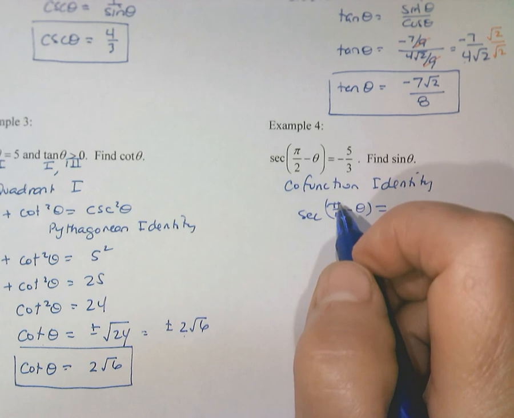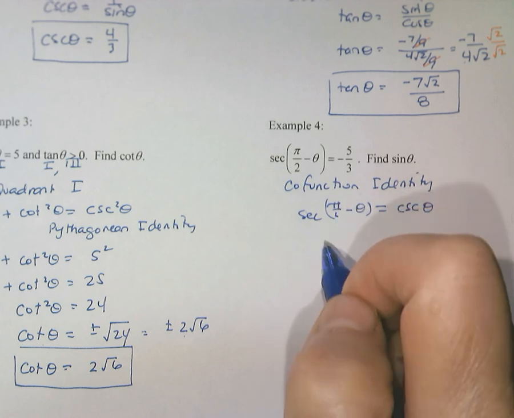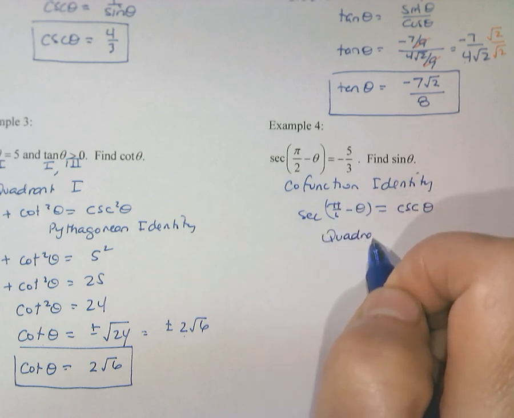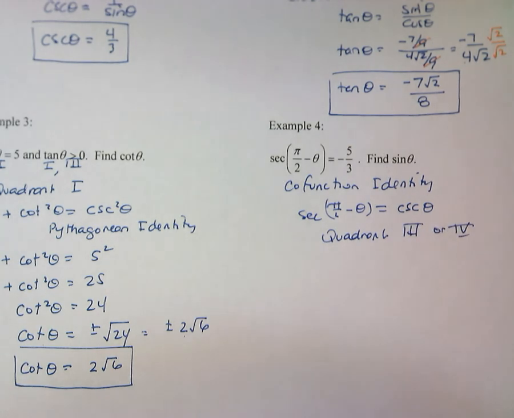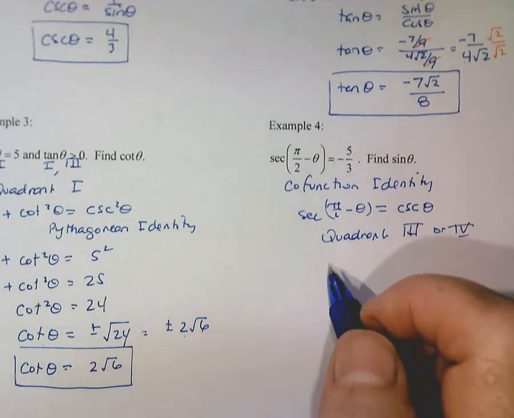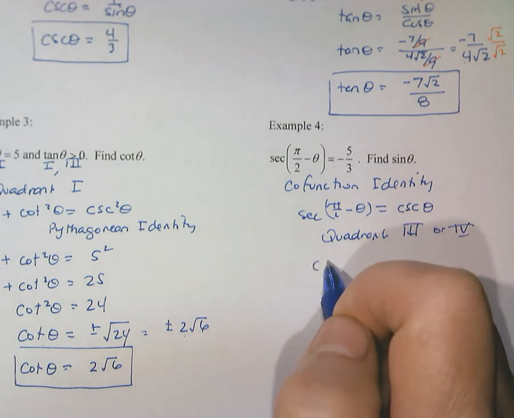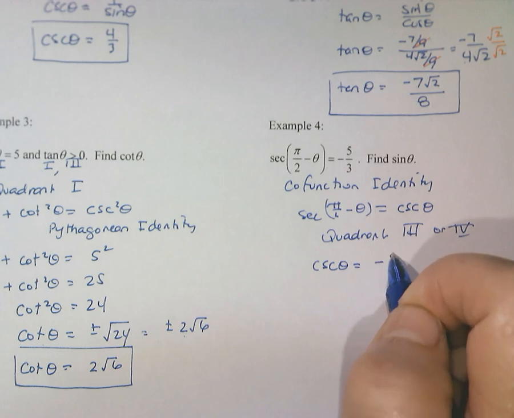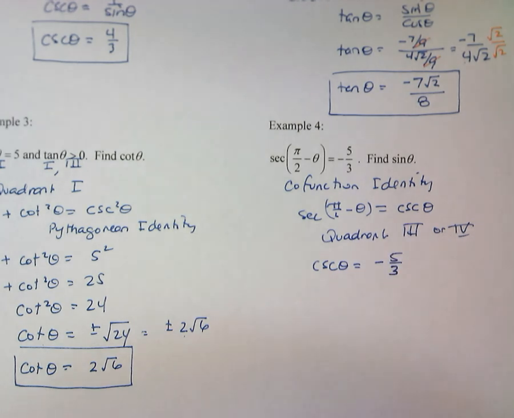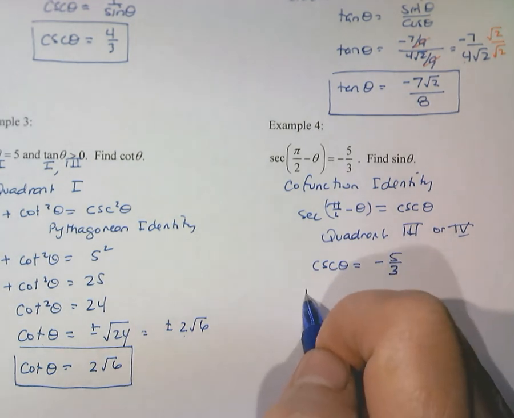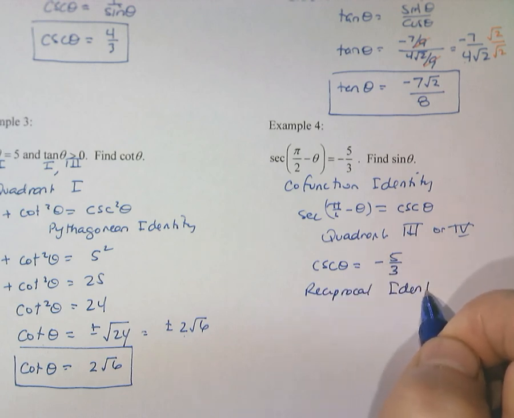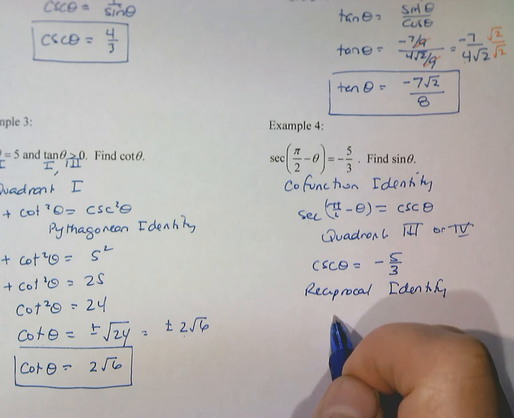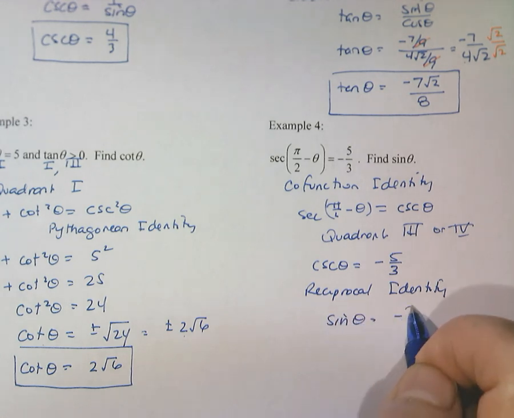So this is either going to be quadrant 3 or 4, which really doesn't matter which one we're looking at since we're going to get a negative. So my cosecant of theta is negative 5 over 3. Then I'm going to use my reciprocal identity. And I get sine of theta is equal to negative 3 over 5.